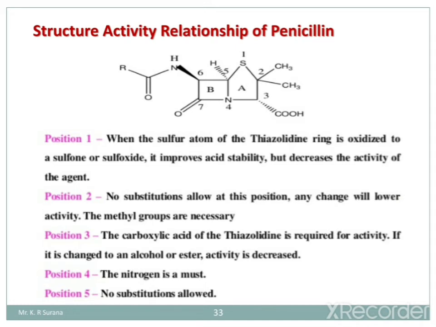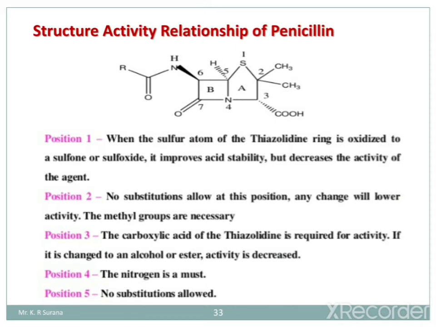Now we will move to the SAR of penicillin, the structure activity relationship. Now the basic structure is given. The numbering has been given as per the CAS system, Chemical Abstracts Service. In the previous session we saw the nomenclature of penicillin. In that we saw the two classifications.